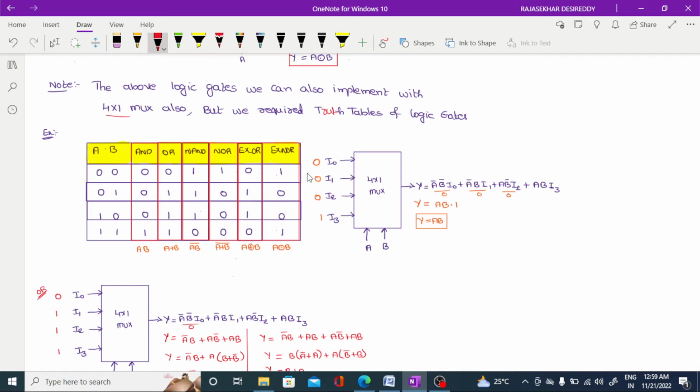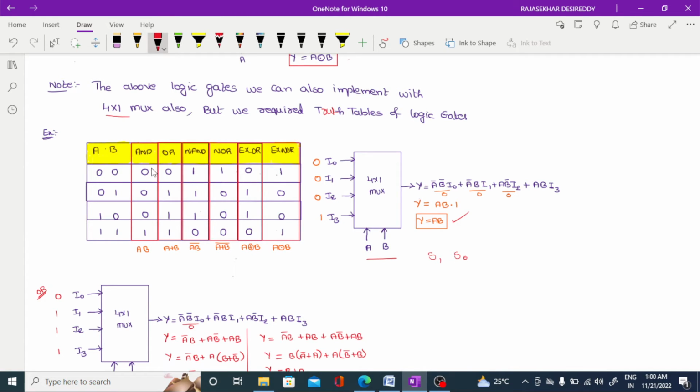Now we know very well the 4 by 1 mux operation. For the 4 by 1 mux, two selection lines will be there. Those selection lines I am considering as A and B. In our previous video we took S1 and S0. Now we are taking A and B in place of S1 and S0. Both are the same. So now if you want to design the AND gate, just take the I0, I1, I2, I3 inputs as 0 0 0 1 and substitute here. You will get Y equal to AB.